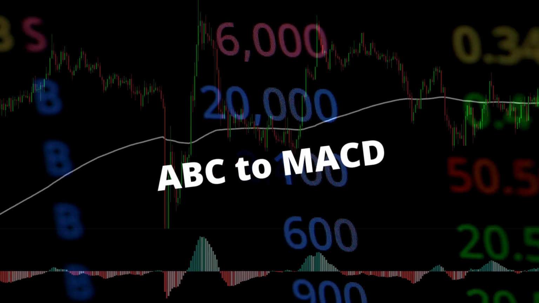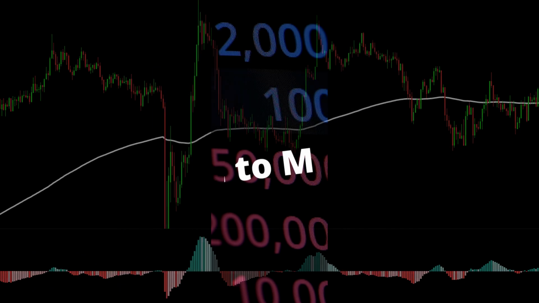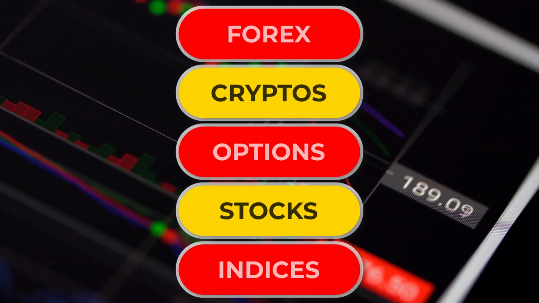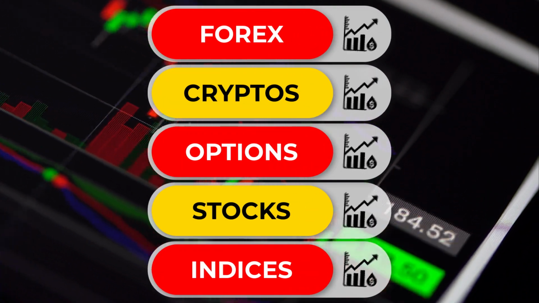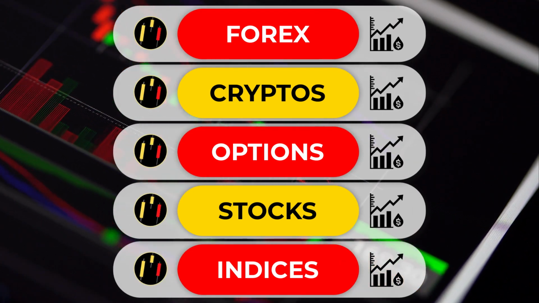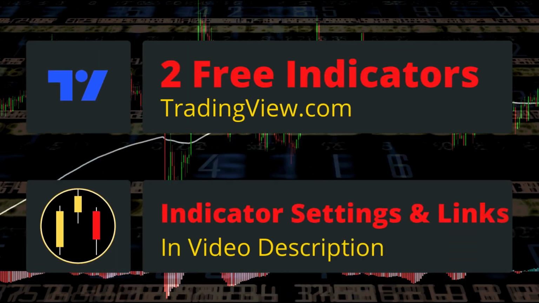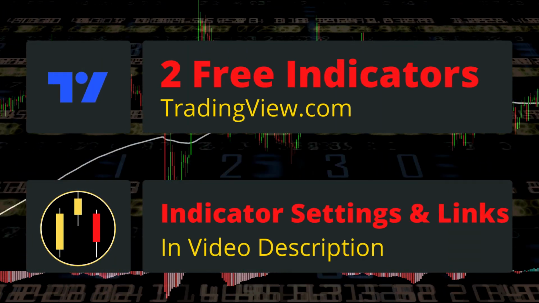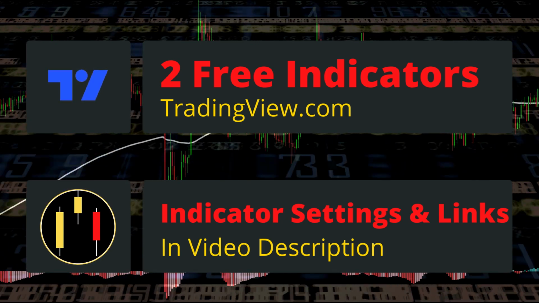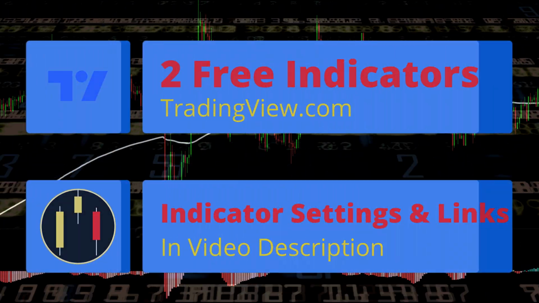I call this system ABC to MACD, and like most trading systems, it can be applied to Forex, crypto, options, stocks, indices, or any instrument that has significant volume and market participants. This trading strategy uses two free TradingView indicators. As always, links and settings to all scripts are listed in the description below.